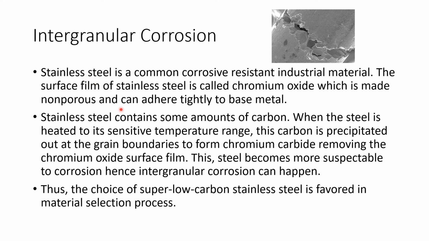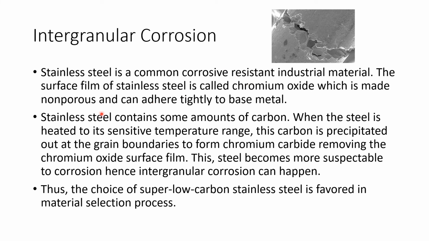The surface film of the stainless steel we call chromium oxide. This surface film is non-porous, meaning there are no pores, and it can completely adhere to the base metal tightly. That's the reason why it is corrosion resistant.